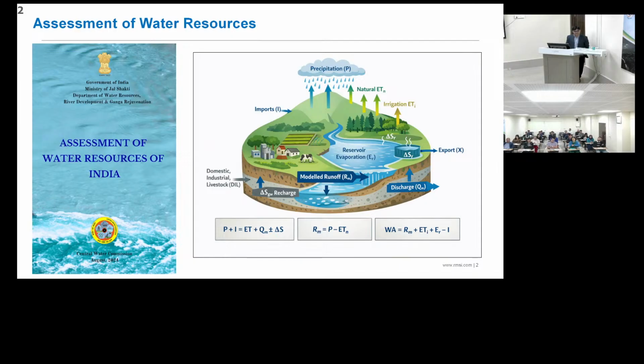P means precipitation volume. We will estimate all these details in volume terms, in MCM or BCM. Because we have the catchment area and the information on rainfall, we can directly multiply and, considering the unit transformation, compute the volume of water available within the system, what is coming from the upstream catchment and what is being released in the downstream part. Then water availability is the RM plus ETI, ER minus import. We'll discuss all those parameters in the coming slides.